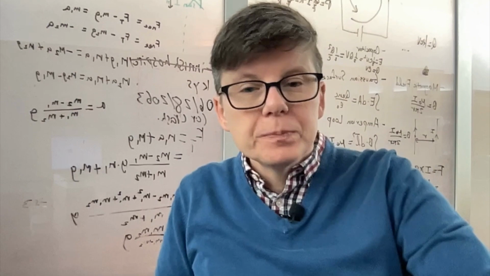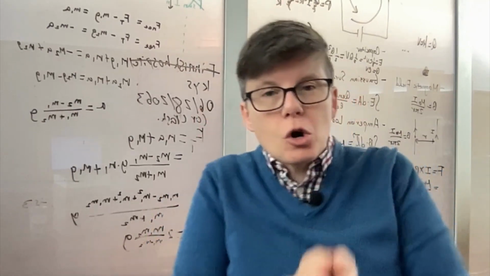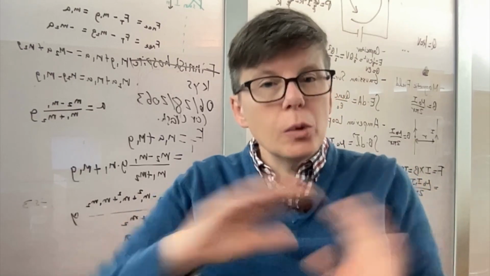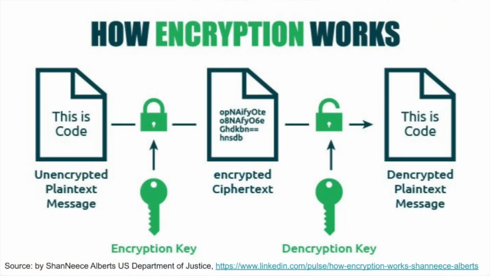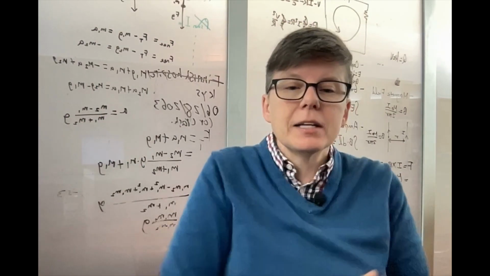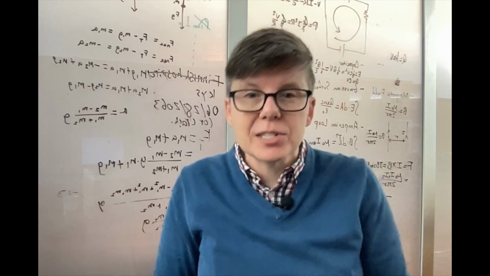Here's how. First, the code creator began with a plain text message. They took a normal message in everyday English and wrote it down. That's the plain text message on the left side of your screen. And then they had something called an encryption key. This is separate from the message, and this encryption key was applied to the unencrypted plain text, and out of that came an encrypted message known as ciphertext.